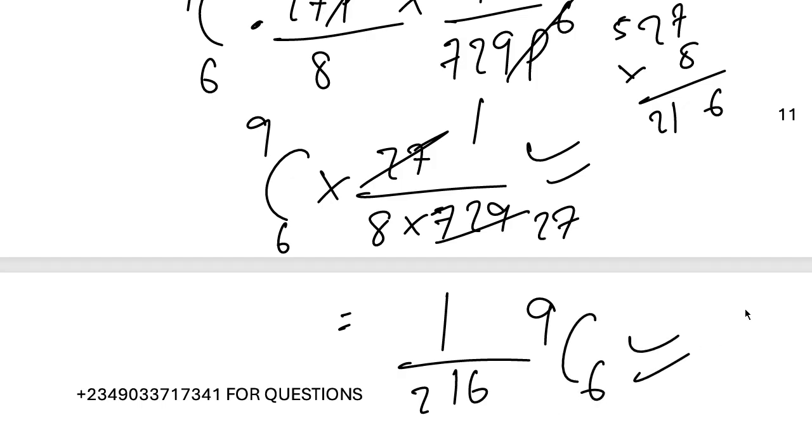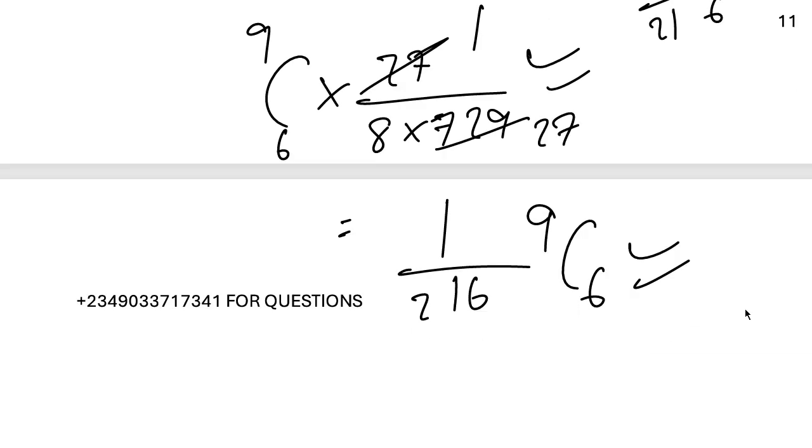If it's easy for you to get 9 combination 6, no problem, but be fast about it. So what I just told you now, I want you to find the constant term in the expansion of x squared plus 1 over x, to the power 9. Pause the video and attempt, please. This is a very important concept. Have you paused it? Okay.